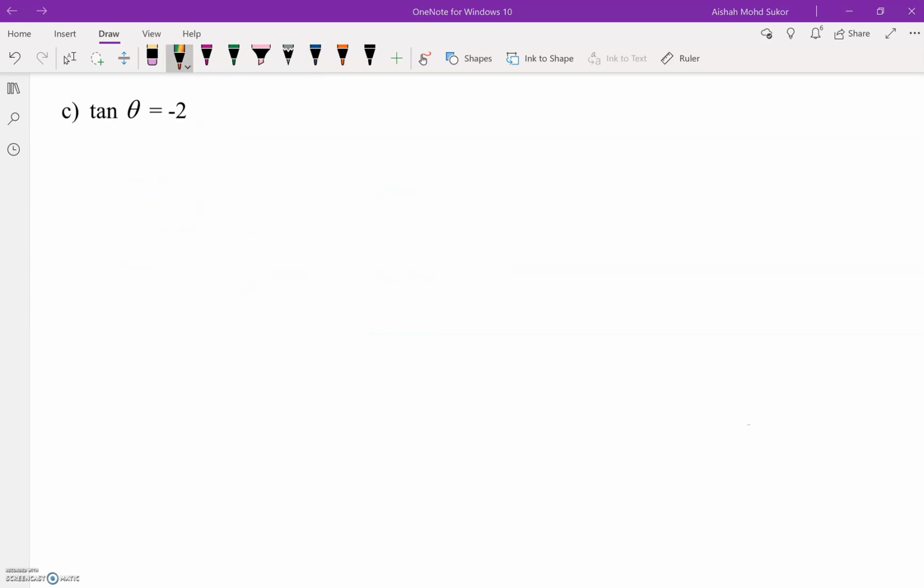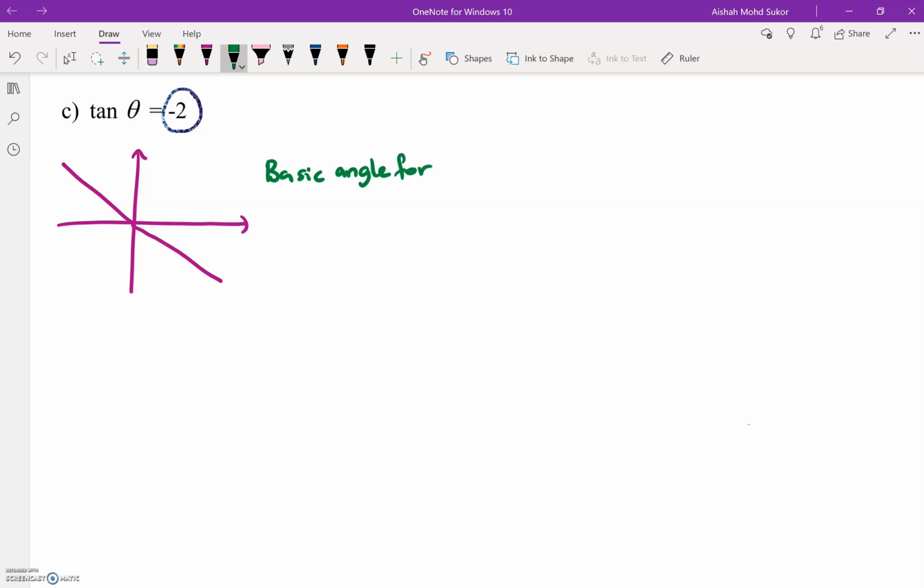C. Tangent theta is equal to negative 2. So tangent theta is negative in the second and fourth quadrants. So the basic angle for theta is arc tangent 2. Remember not to put the negative sign. So arc tangent 2 is equal to 63.4 degrees. So in the second quadrant, this is 63.4 degrees, and in the fourth quadrant, 63.4 degrees.